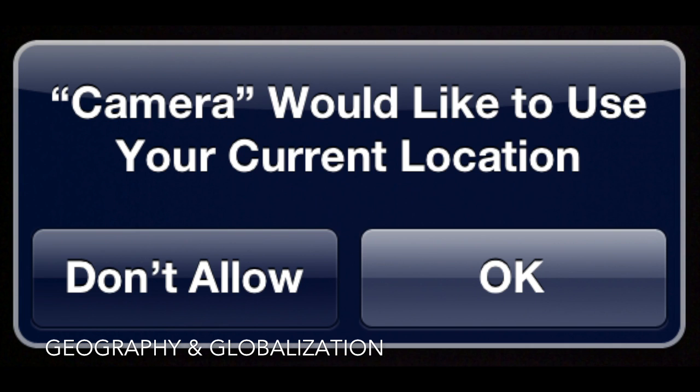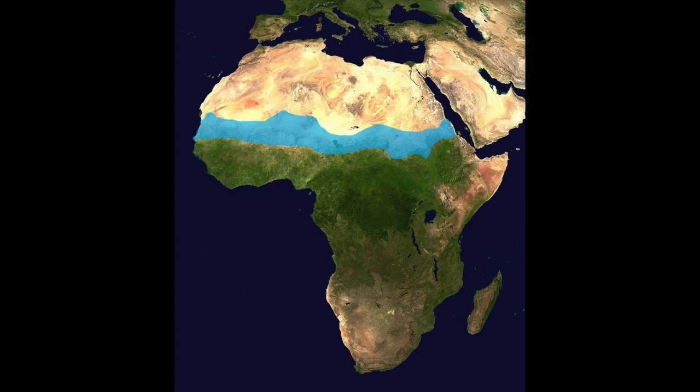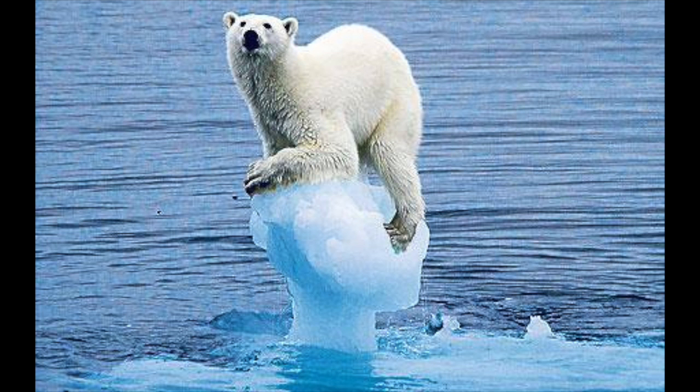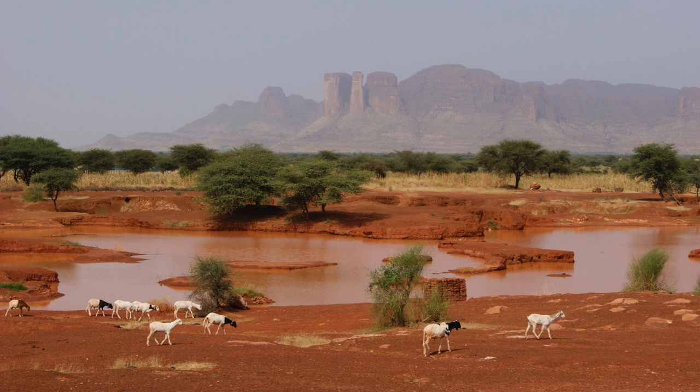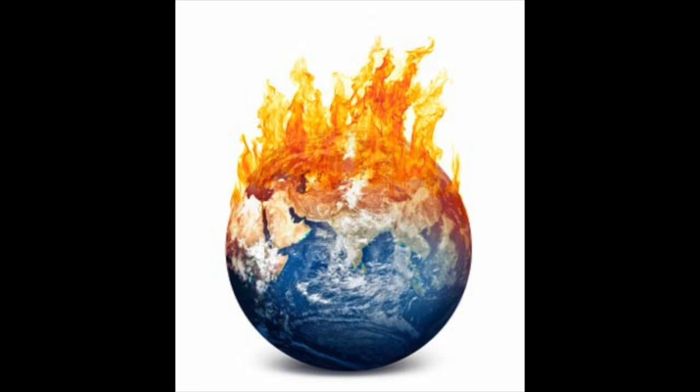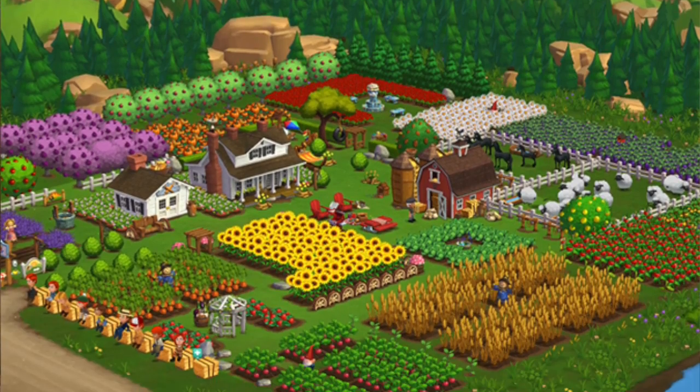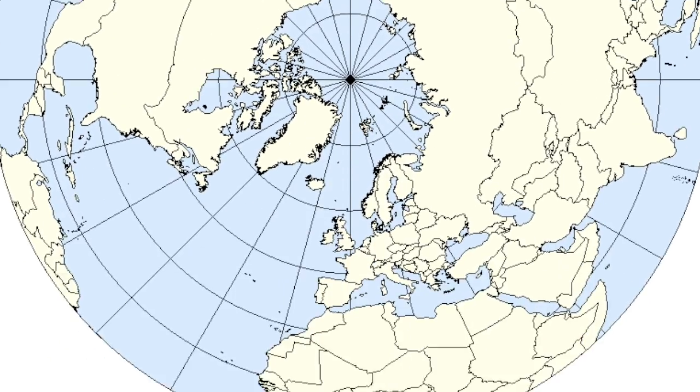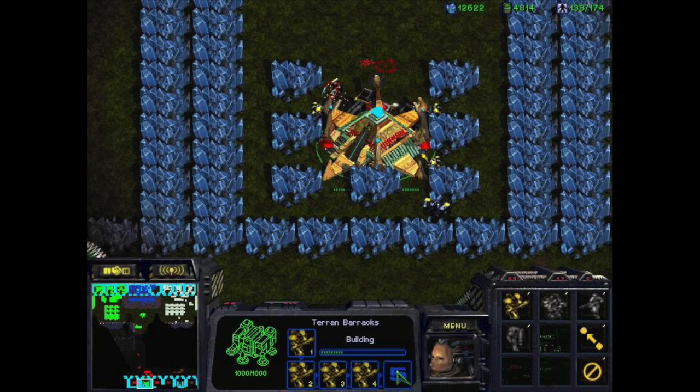Geography also affects the location of economic activities. For example, in the Sahel region of Africa, people traditionally herded cattle. Due to climate change and overgrazing, there is less water and grass in the region, so people are moving further south. Another example would be the warming of the earth, which is causing farming activities in the northern hemisphere to move further north. Changes in resources also affect globalization.